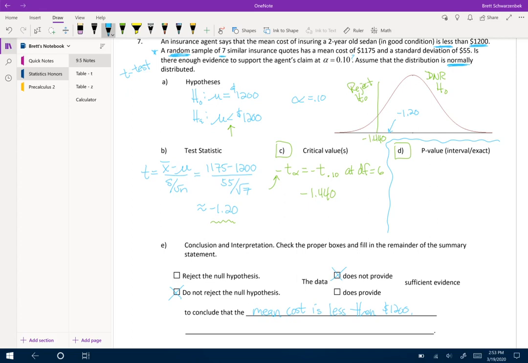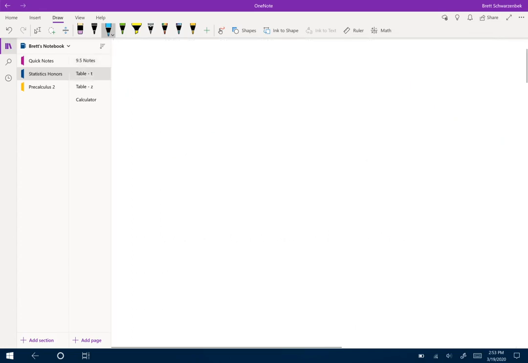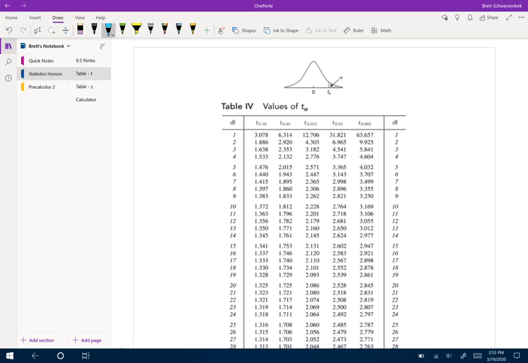So what if we were to find the interval? Remember, we are again at t sub 0.10 at 6 degrees of freedom. Our test statistic is 1.20. So we would go to 6 degrees of freedom, which is right here, and look at all of these values and look where 1.20 falls. That looks like it would be all the way up here. So that means our p-value would have to be larger than 0.10.